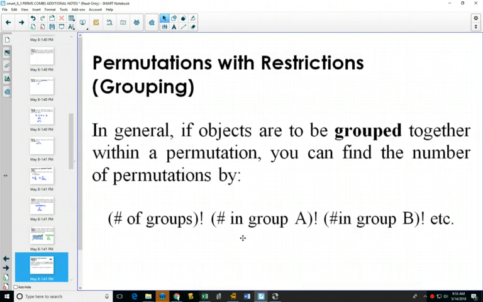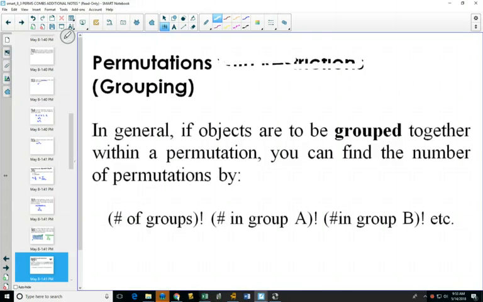This is a new strategy that has not come up in our notes so far. And it's called the grouping strategy. You can take this out and just remember grouping. It's how we're going to refer to this one. So the idea with this strategy is sometimes certain objects need to be grouped together.